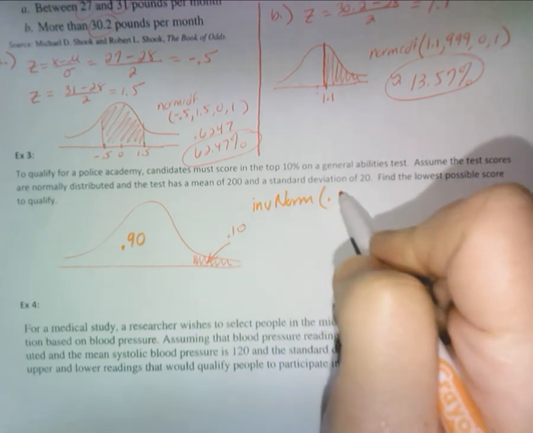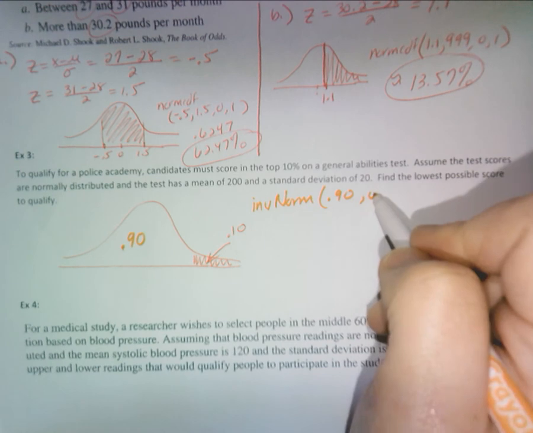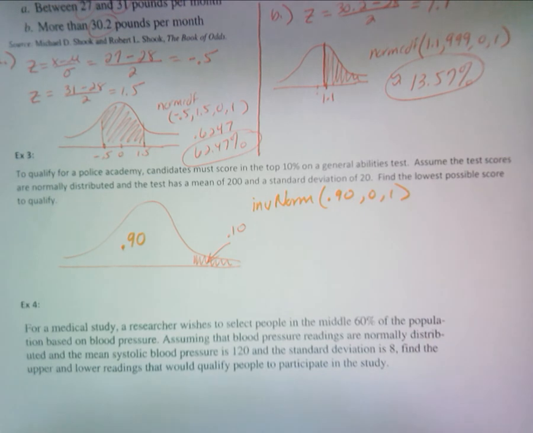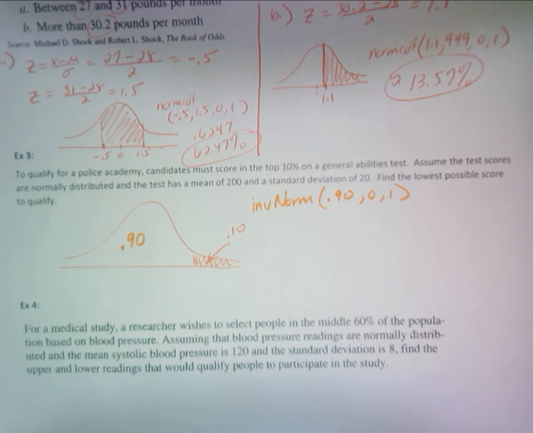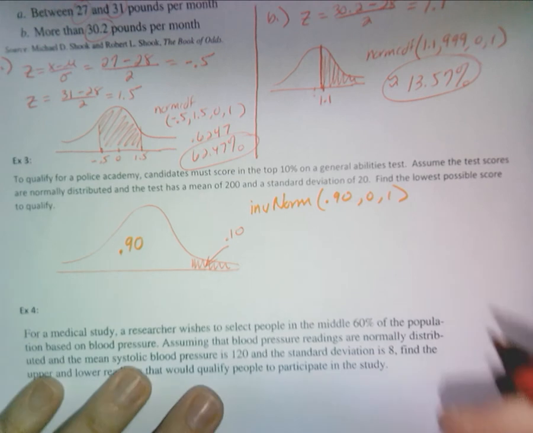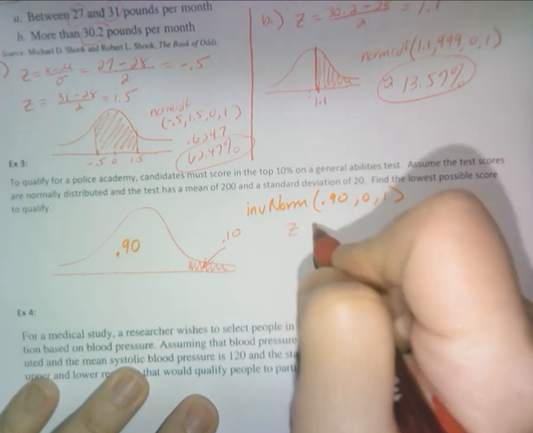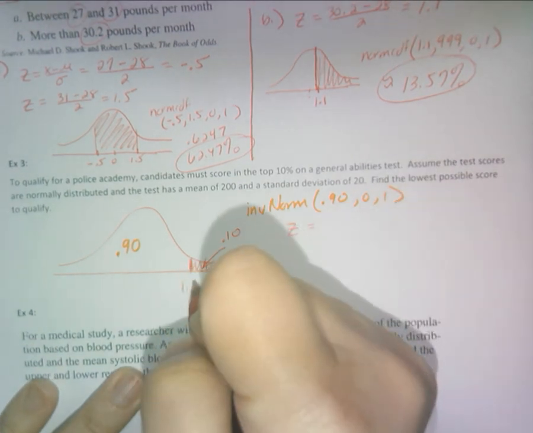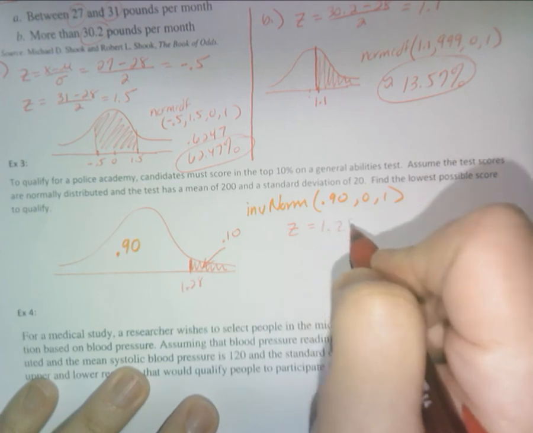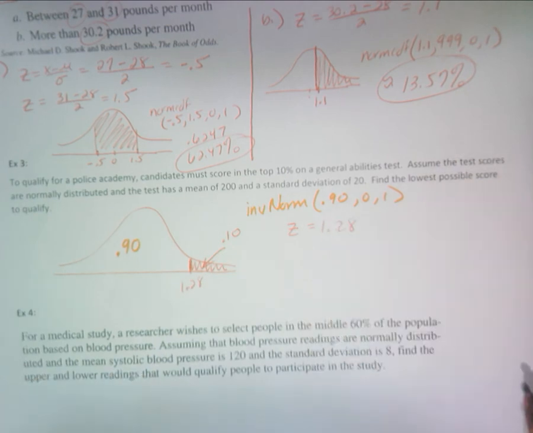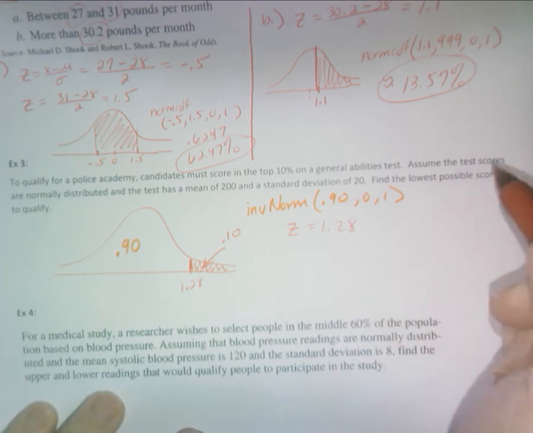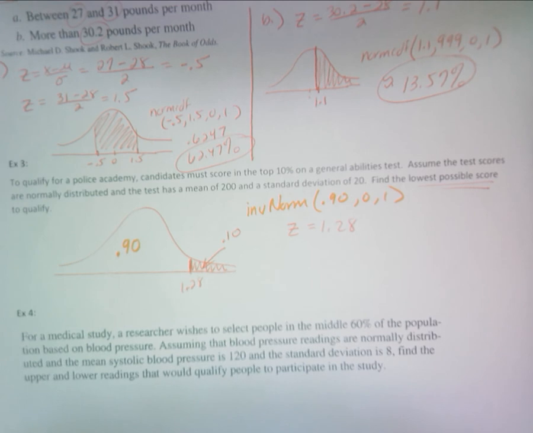You're going to type in 0.90, and you're going to keep 0, and you're going to keep 1. And what's that give you as an answer? Go to like 2 decimals. 1.28. Okay, that is your Z. Right here is 1.28, but that is not the correct answer, because they want the actual lowest score that you can get. They actually want you to go backwards and tell me what the X was. What was the X that gave you a Z of 1.28?